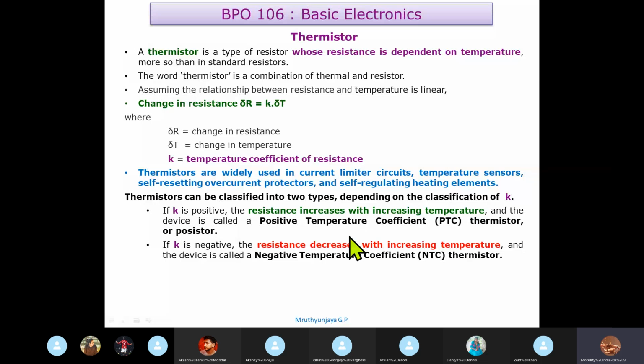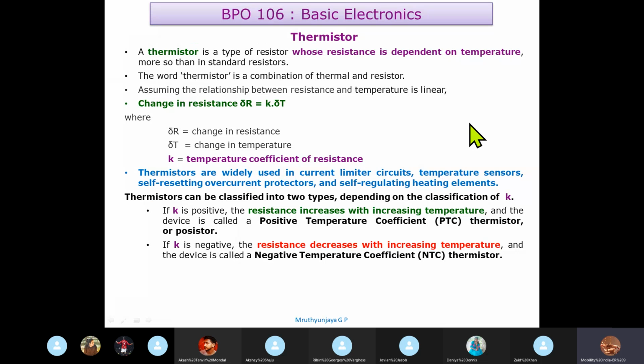On the other hand, there are resistors possible wherein the resistance will decrease with increase in temperature. That is also possible. There are materials which behave in this fashion. When such materials are used, they result in thermistors called negative temperature coefficient thermistors, NTC. Two types of thermistors.